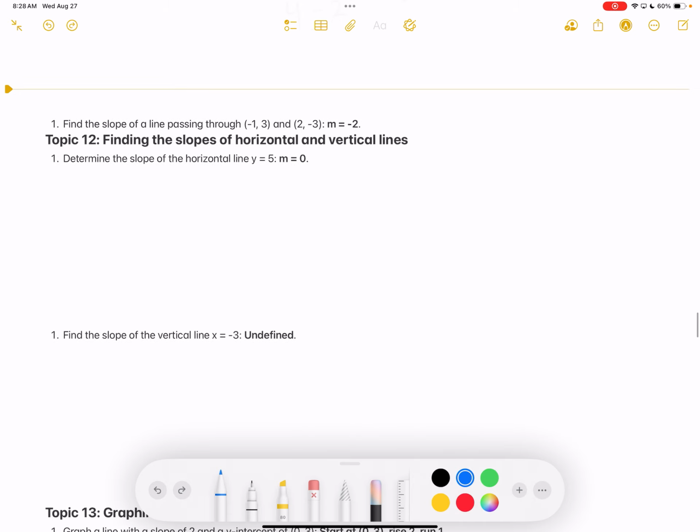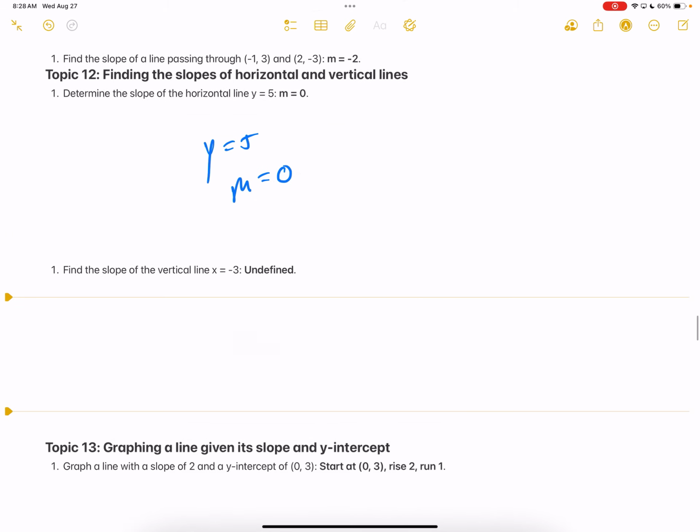Determine the slope of a horizontal line. We already said this. Since it's horizontal, we know the slope is 0. Determine the slope of a vertical line. So it's x equals -3. Any time it's x equals a number, the slope is undefined.